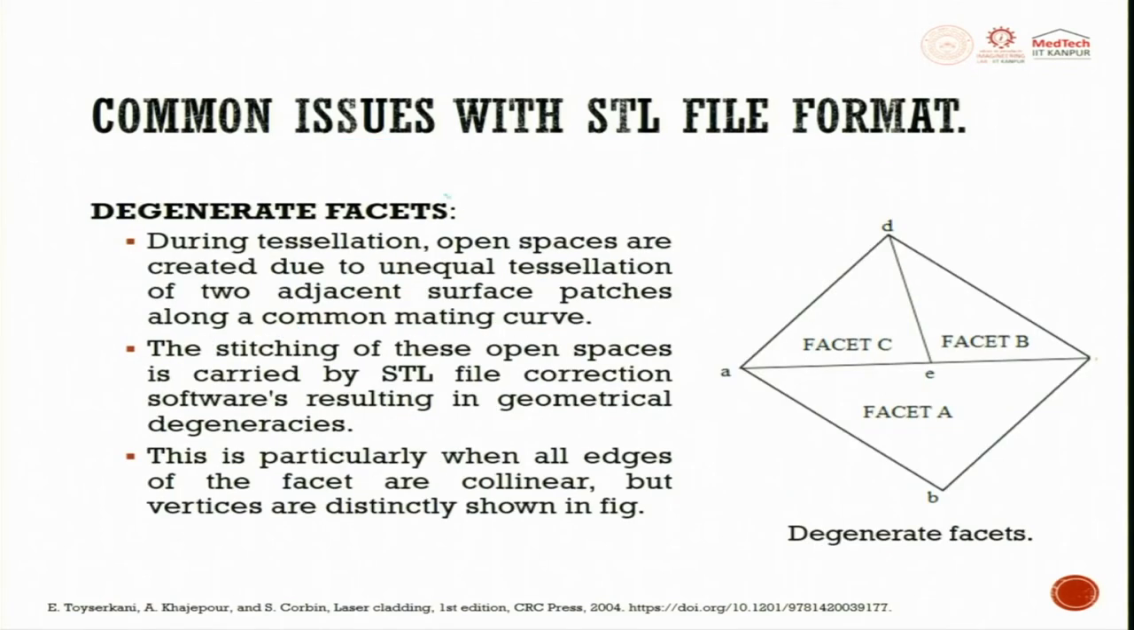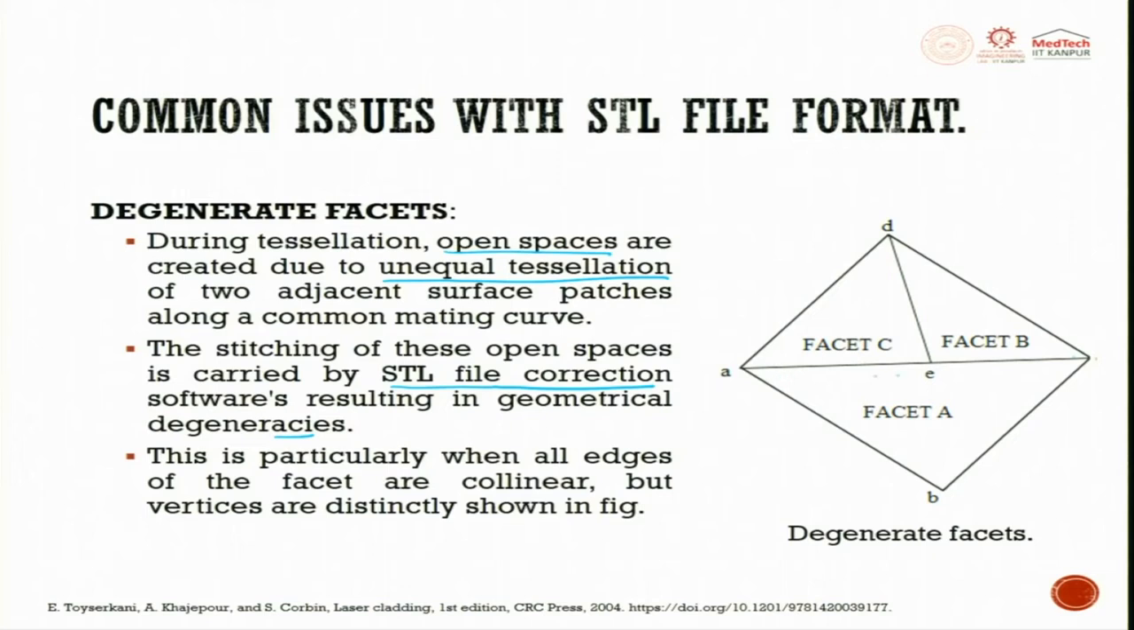Okay. Next is, you can have degenerated facets. Degenerated facets means, during tessellation an open space is created due to unequal tessellation, open space of two adjacent surface patches along a common mating surface. You will have a mating surface, you will have unequal tessellations. Stitching of these open spaces is carried out by STL file correction software, resulting in geometric degeneracy. So degeneracy means having more information.